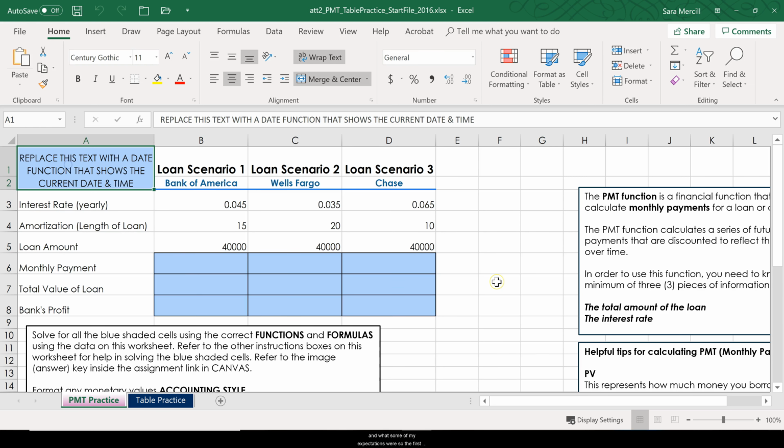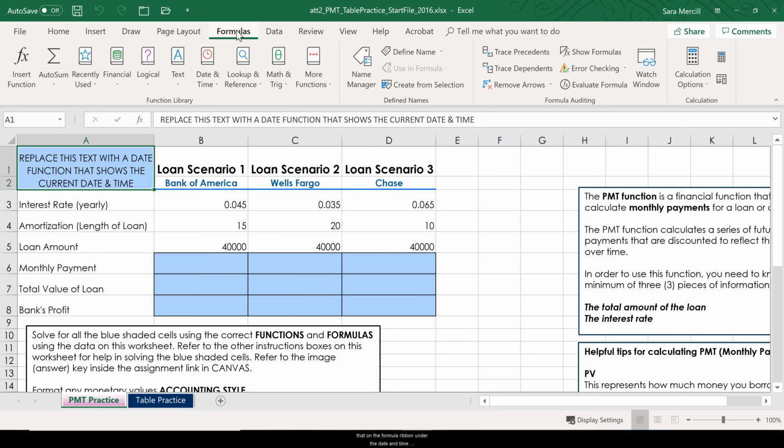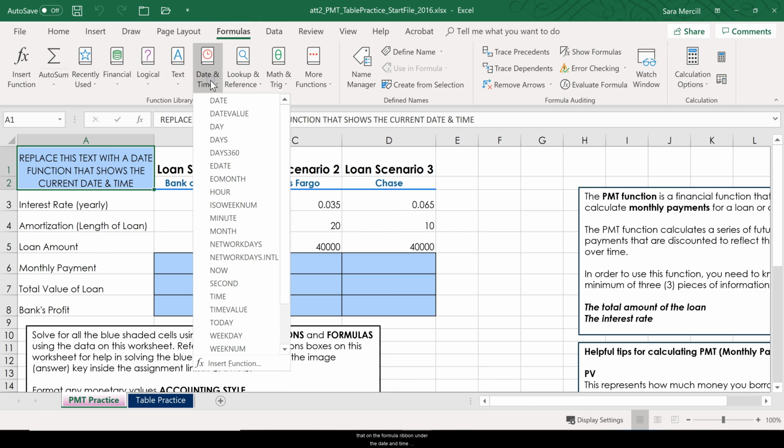The first thing I wanted you to do was replace all of the blue shaded cells with functions and formulas. So right here I'm looking for you to insert a function that actually pulls the current date and time. And you can find that on the formula ribbon under the date and time library.